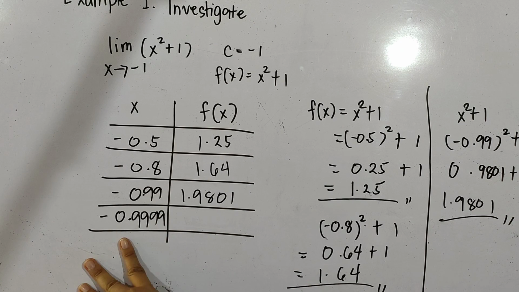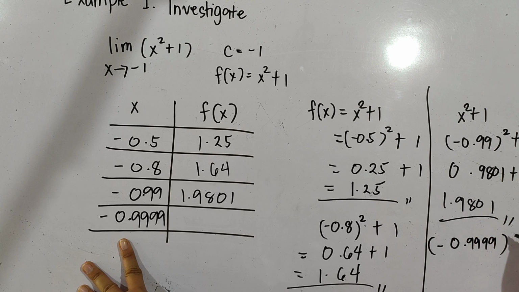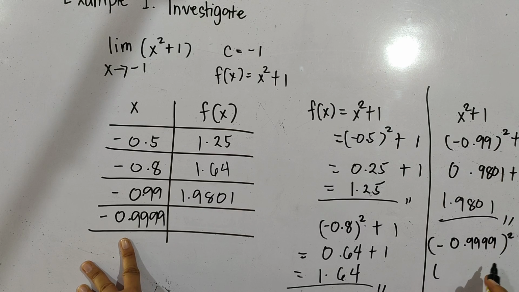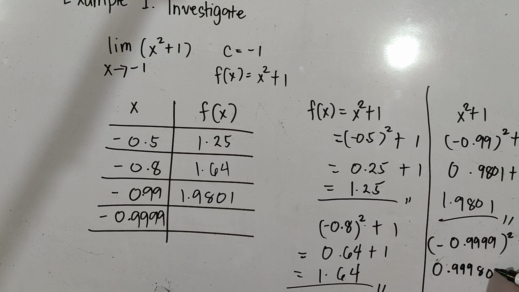How about this one, last one? Negative 0.9999 raised to the power of 2 plus 1. Then negative 0.9999 raised to the power of 2 is equal to 0.99980001 plus 1 is 1.99980001.